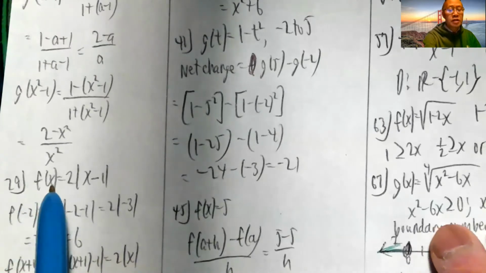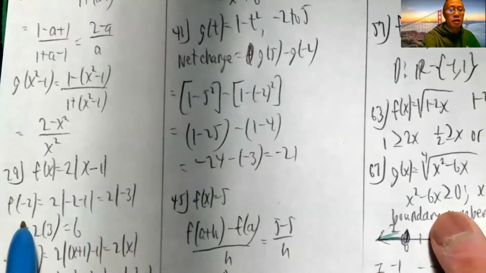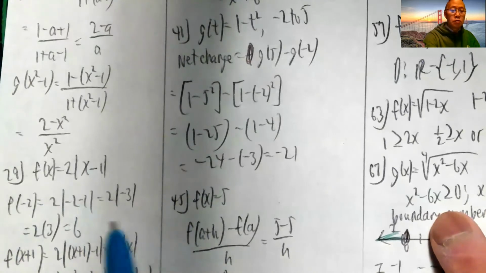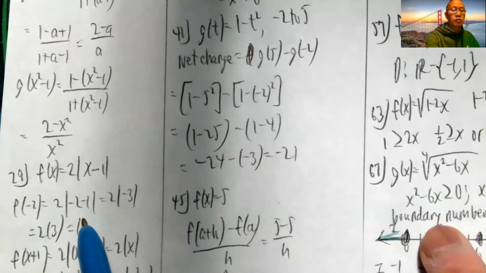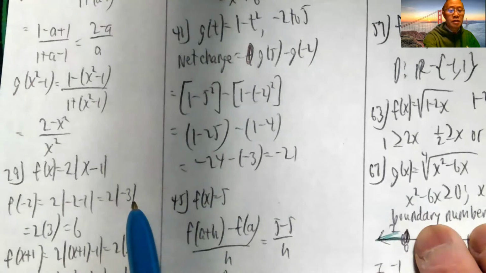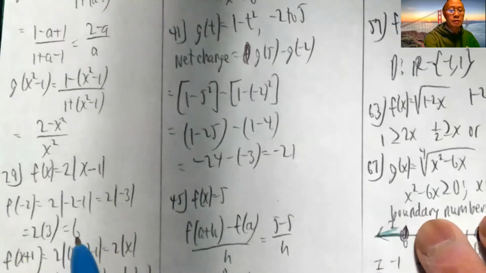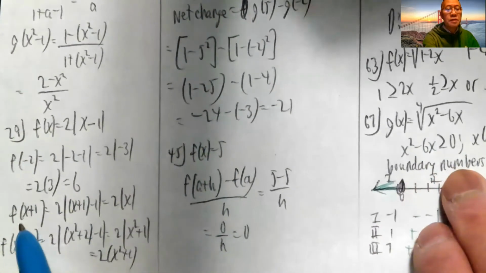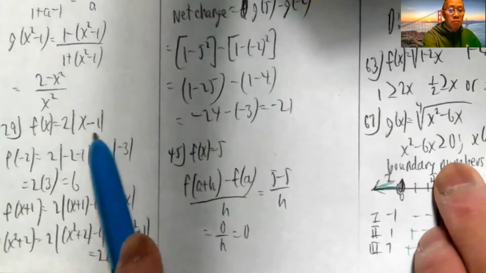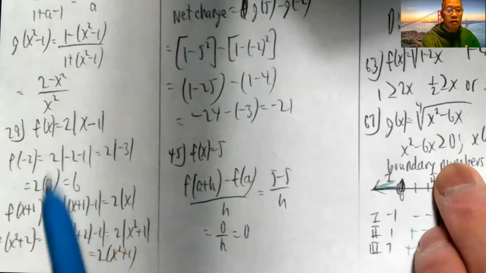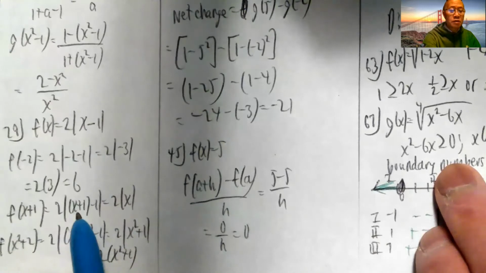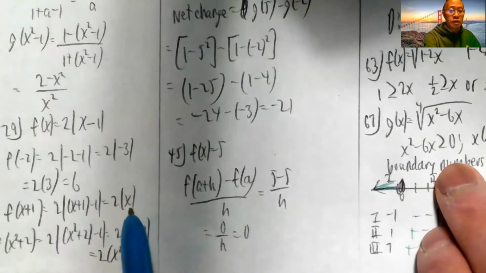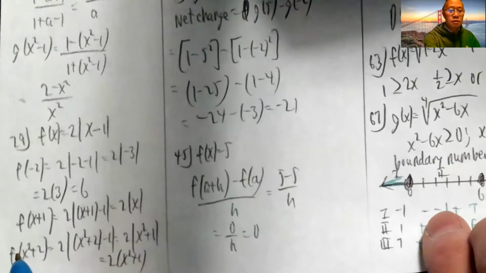29. F of x is 2 times absolute value of x minus 1. F of -2, 2 times the absolute value of -2 minus 1. -2 minus 1 is -3, whose absolute value is 3. 2 times 3 is 6. F of x plus 1, put x plus 1 in parentheses right there. 2 times absolute value of x plus 1 minus 1. 1's cancel out, 2 times absolute value of x.